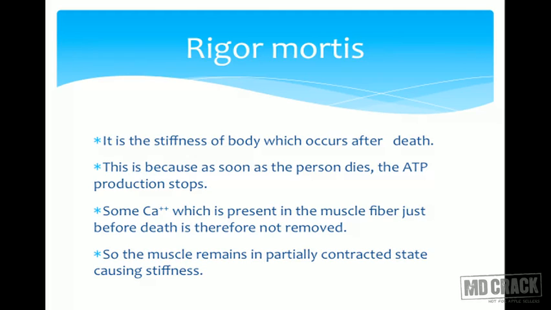And if the person dies now suddenly, what will happen? The ATP production will stop. So if the ATP production will stop, will there be any ATP to take the calcium from the cytoplasm and put it into the sarcoplasmic reticulum? No, there will not be any ATP.